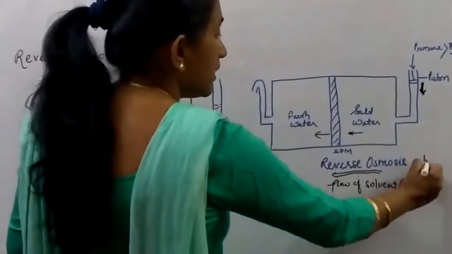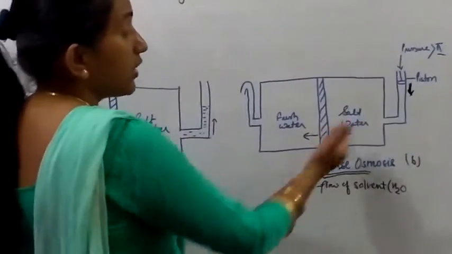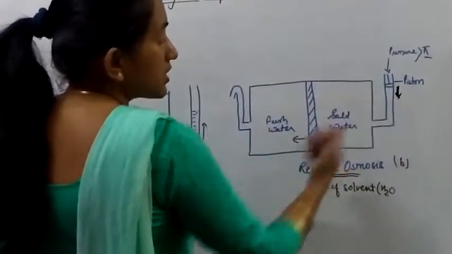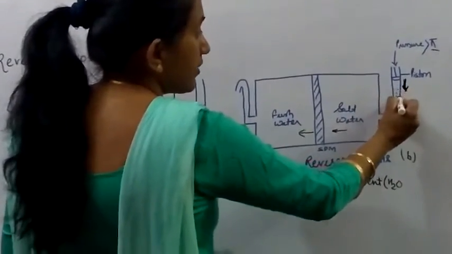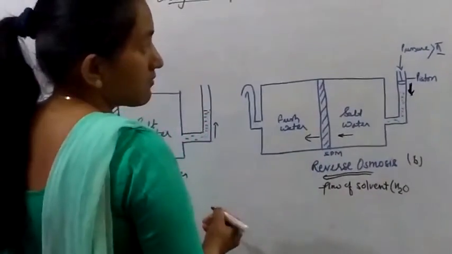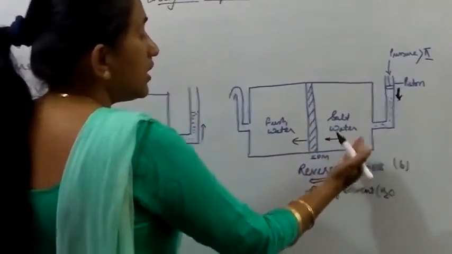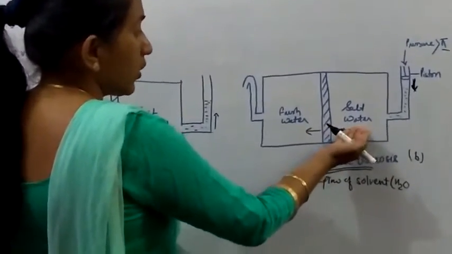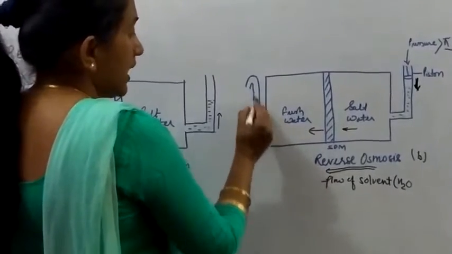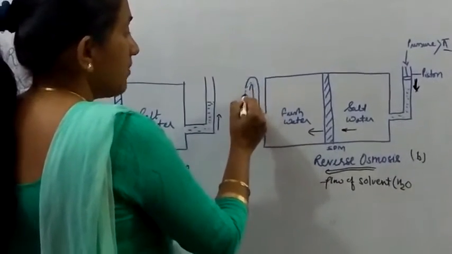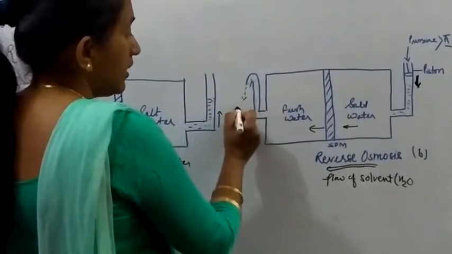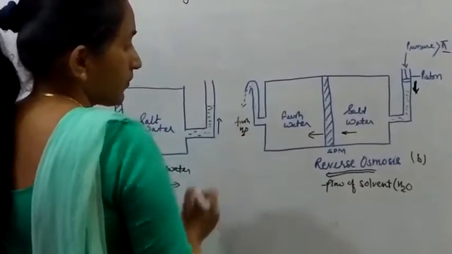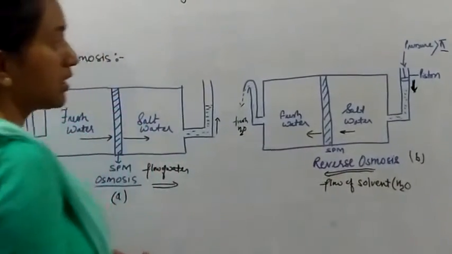So the flow of the solvent has got reversed when a pressure greater than the osmotic pressure is applied on the solution side. The flow of the solvent gets reversed from the solution, and the water will now come toward the fresh water. As a result, the level of the fresh water is going to rise up, and we will get the outlet of pure, fresh water here. This is known as reverse osmosis.